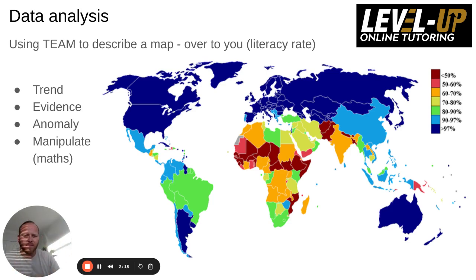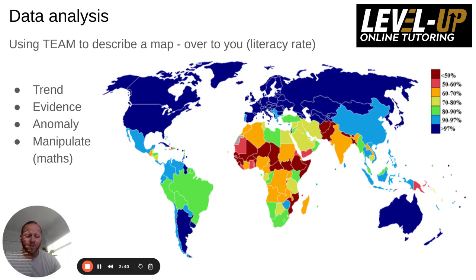And then finally, we do some maths. We might say something like, according to this map, 95% of Europe has high literacy rates. Or looking at Africa, 60% of the continent has really poor literacy rates. So that would be trend, evidence, anomaly, manipulate. And this is usually like a 2 or a 3 marker in a GCSE geography exam.